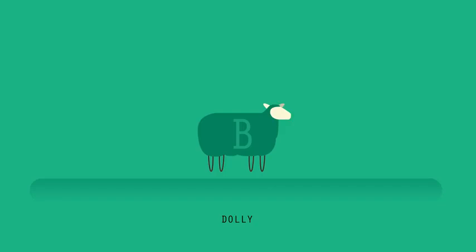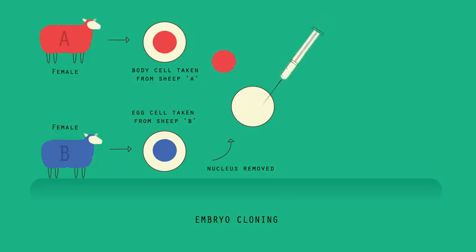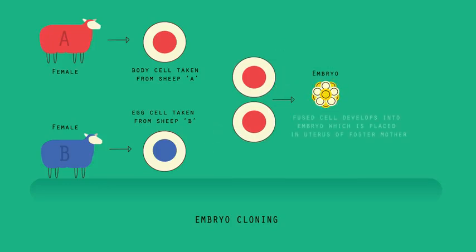There are several steps to this process. An unfertilized egg cell is taken from an adult female, and the nucleus is removed. A body cell, such as a skin cell, is taken from a different adult. The nucleus is removed from this adult body cell and is inserted into the egg cell. An electric shock stimulates the egg cell to divide to form an embryo. These embryo cells contain the same genetic information as the adult body cell.